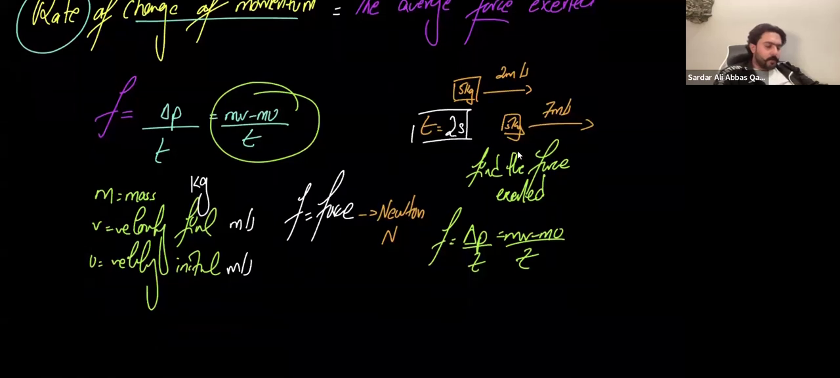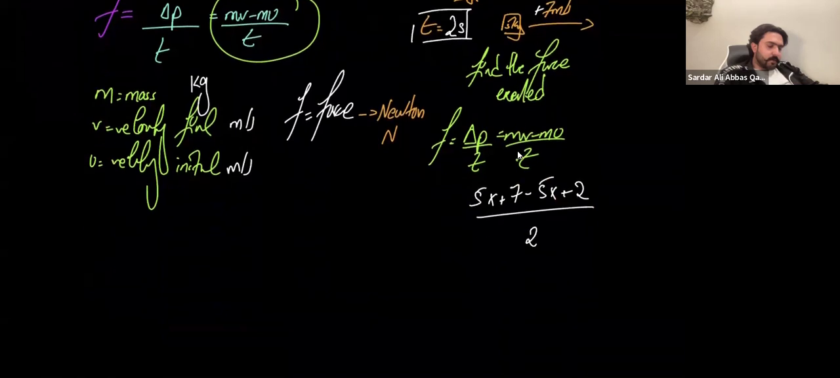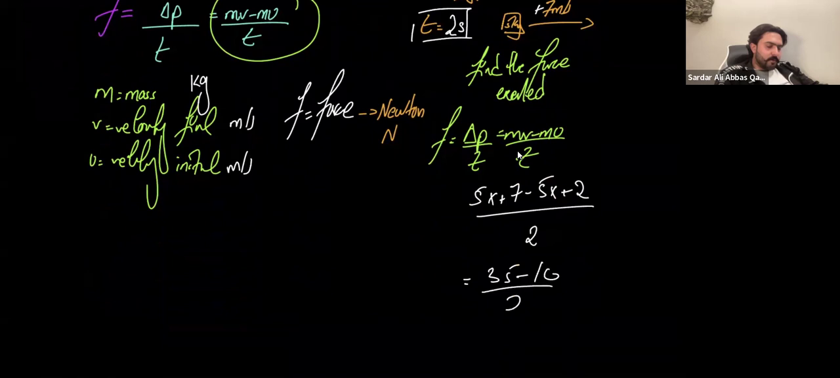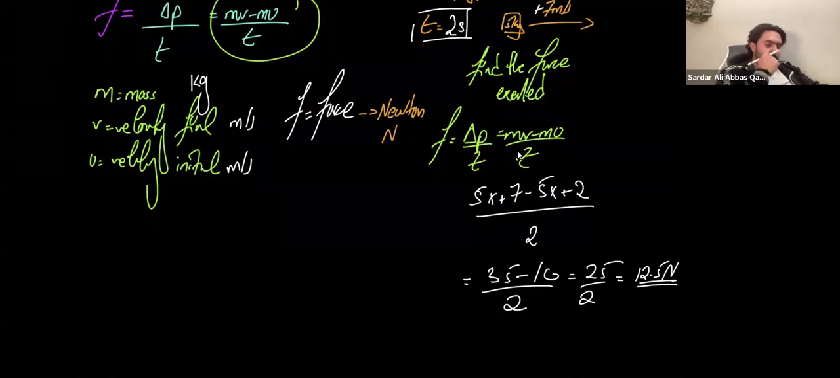So I'm going to attempt this question. 5 kilograms. Sorry, 5. The final velocity is positive 7 minus again 5 into positive 2. Time, what is the time? Time is again 2 seconds. So this is going to be 35 minus 10 over 2, which is 25 over 2, which is 12.5 Newton. So the average force exerted on the object during these 2 seconds is 12.5 Newton.